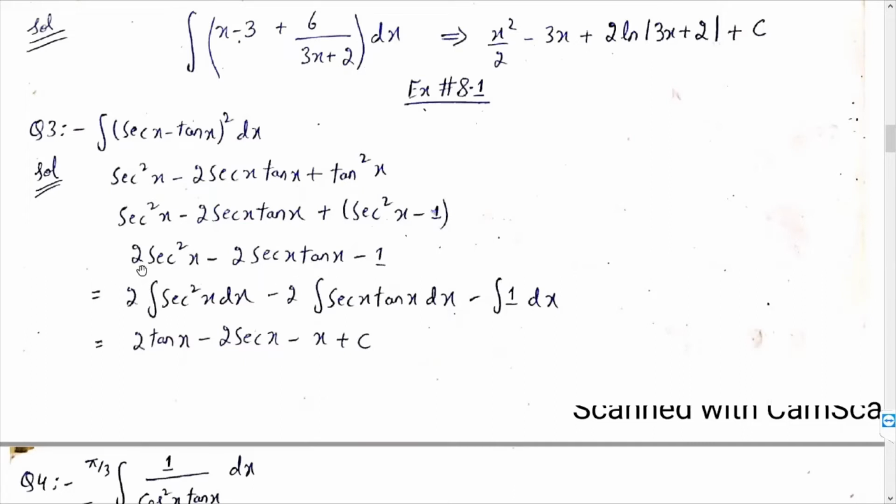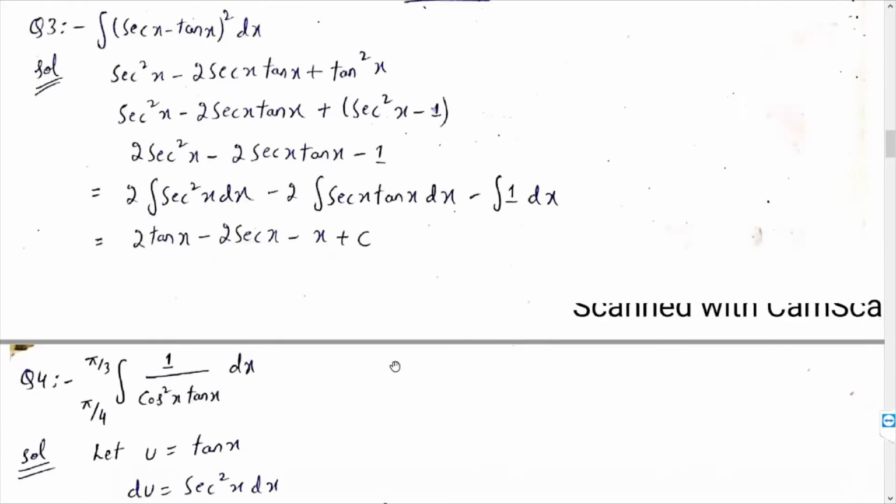So 2 is a constant, taking 2 outside the integral: 2 integral secant square x dx, minus 2 integral secant x tan x dx, and minus integral 1 dx. Integral of secant square is tan x, integral of secant x tan x is secant x, integral of 1 is x, plus the constant of integration.